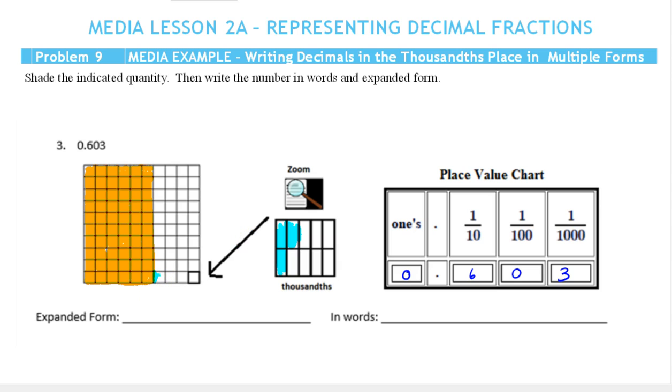In expanded form, we would have 6 times 1/10 plus 0 yellow squares, so 0 hundredths, plus 3 thousandths. Now in words, we look after the decimal point and read and write this word name. So this is 603, and the last place value is the thousandths. So this is 603 thousandths.